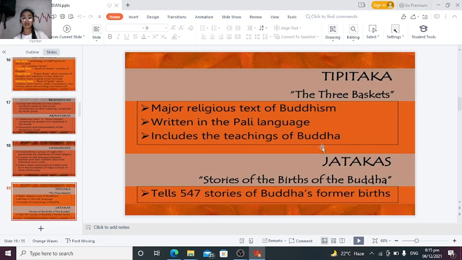So, hindi mawawala talaga pag Hinduism or sa India ang kanilang Diyos or Buddha. Jatakas or Stories of Birth of Buddha tells the 547 Buddha's former births. So, meron din palang story si Buddha.